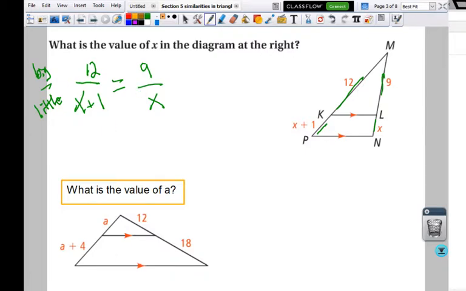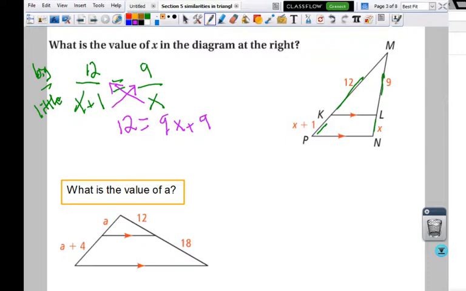And what would I do to solve this proportion? Cross multiply. So I'm going to bring my x over here. And I have to be careful. When I do my x plus 1 over here, and I'm going to multiply it by 9, I need to multiply 9 by everything. So x times 12 is 12x, and that's going to equal 9 times x is 9x, plus 9 times 1 is 9. So don't forget, you have to do 9 times everything. And from there, we can solve it.